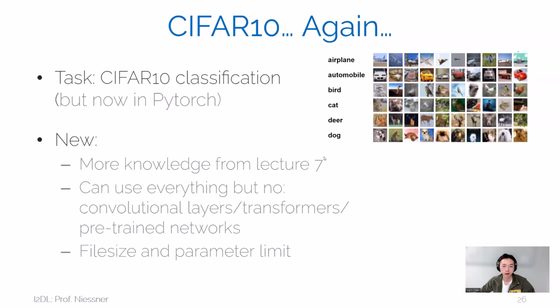What's new is that you have more knowledge from lecture 7 on how to train a neural network, and you can use everything from the previous lecture, except convolutional layers, the transformers, which are a recently popular network structure, and also the pre-trained weights or pre-trained networks. You can use these more useful tools, or weapons, to make the performance better. You should also be aware of the file size and the parameter limit.